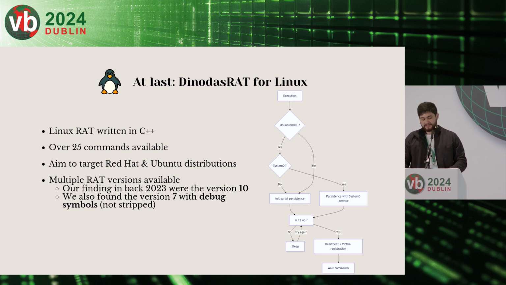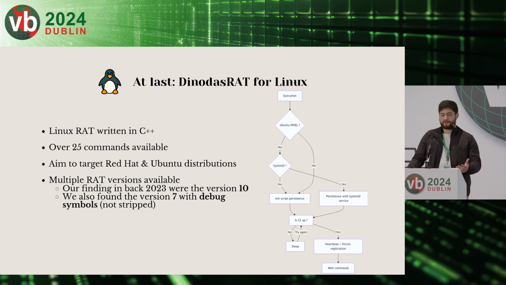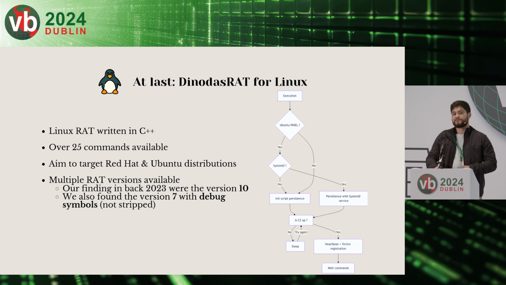But after our analysis, we started hunting for new versions. We discovered an early version 7 with debug symbols that was not stripped. So basically, there was a lot of debugging information and RTTI information for the C++ classes. So it helped our analysis, but a lot has changed between them.